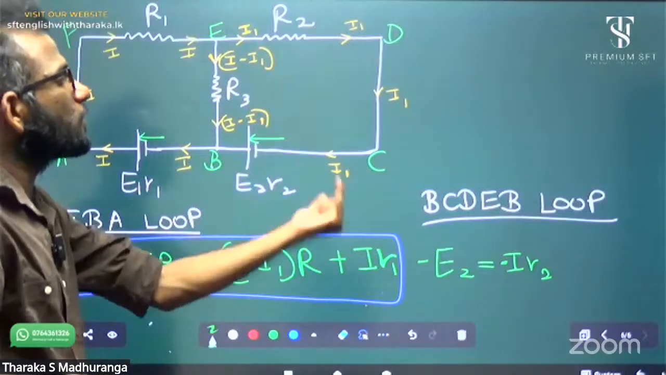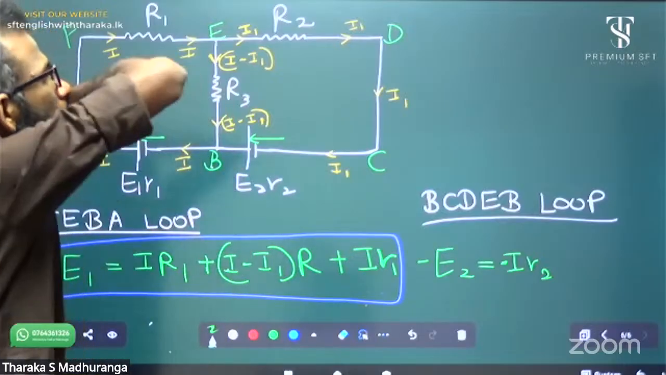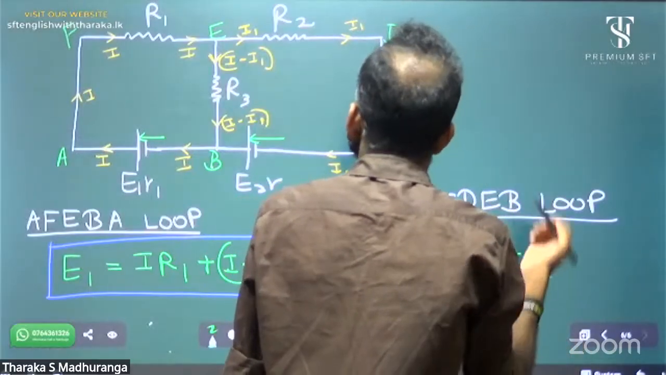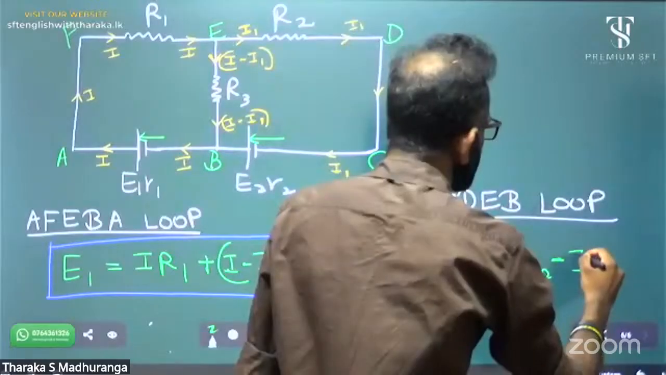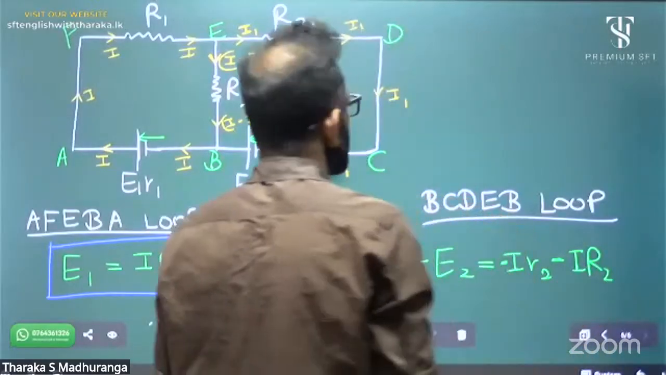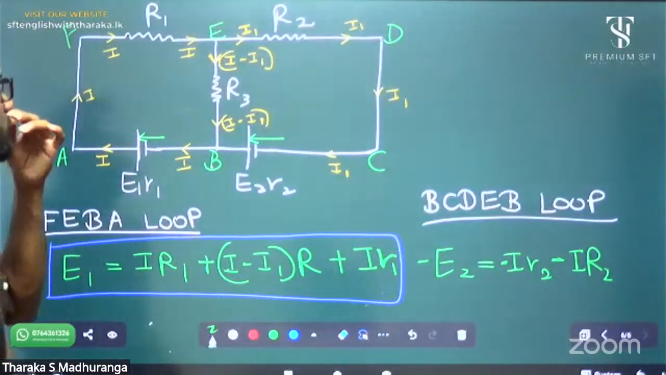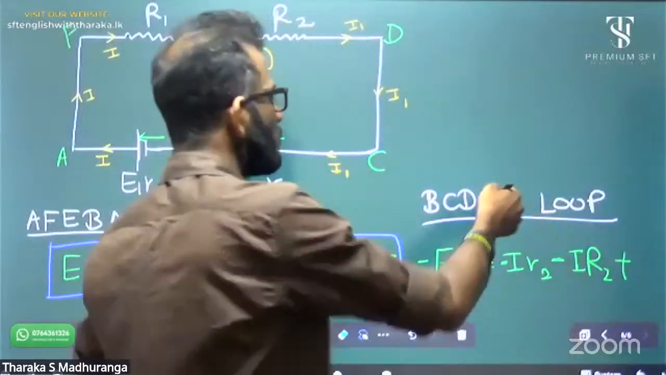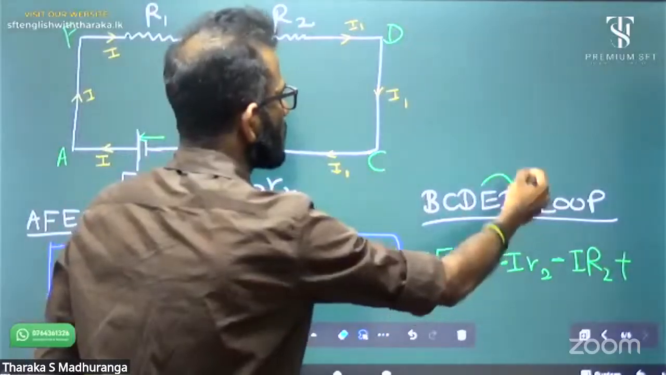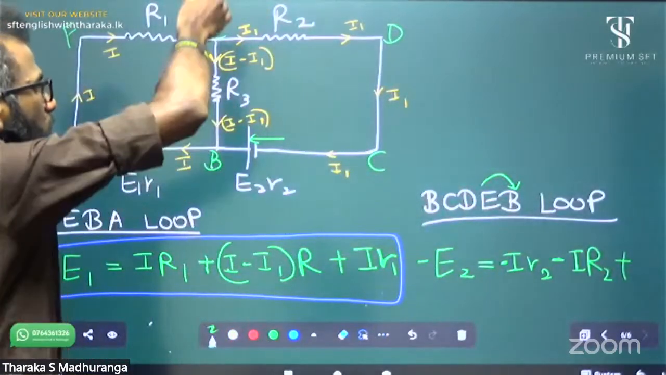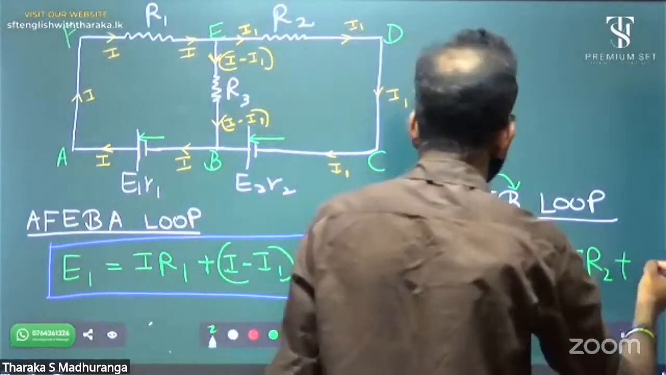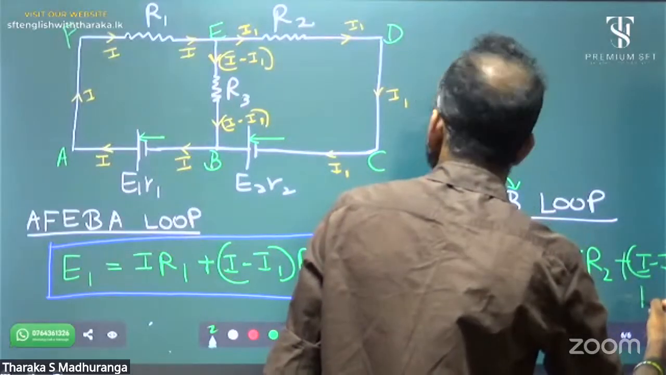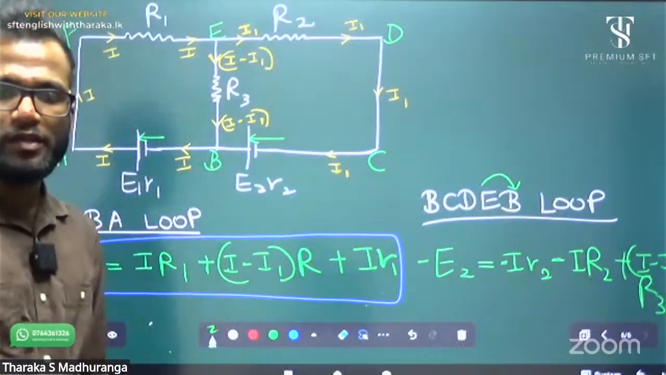Okay, I'm going to use C to D, no any resistance. D to E, it has a resistance, but it is opposite with my direction, opposite with current direction. Therefore, minus I R2 capital. There is another resistance. Now my direction and current direction are same. E to B, I'm coming E to B. Then my direction and current direction are same. Then it is I minus I1 into R3.